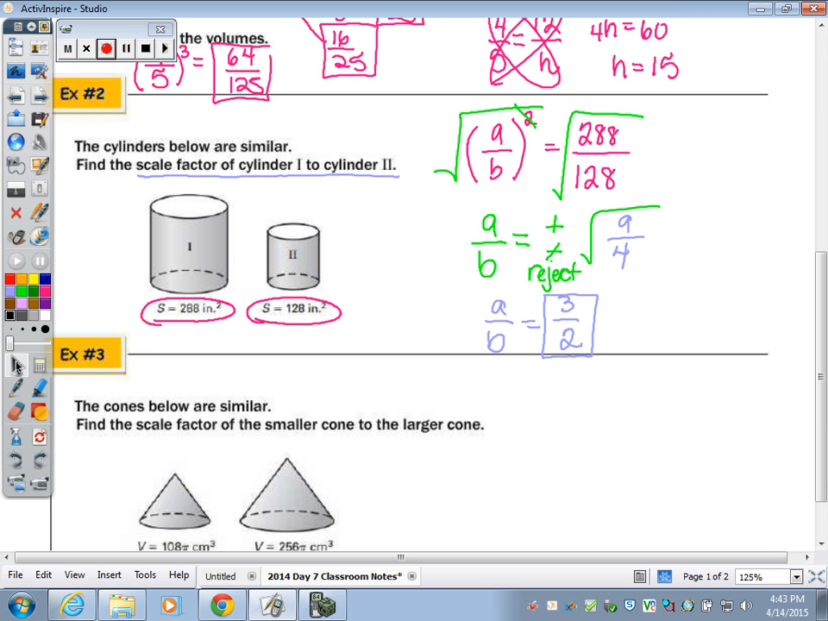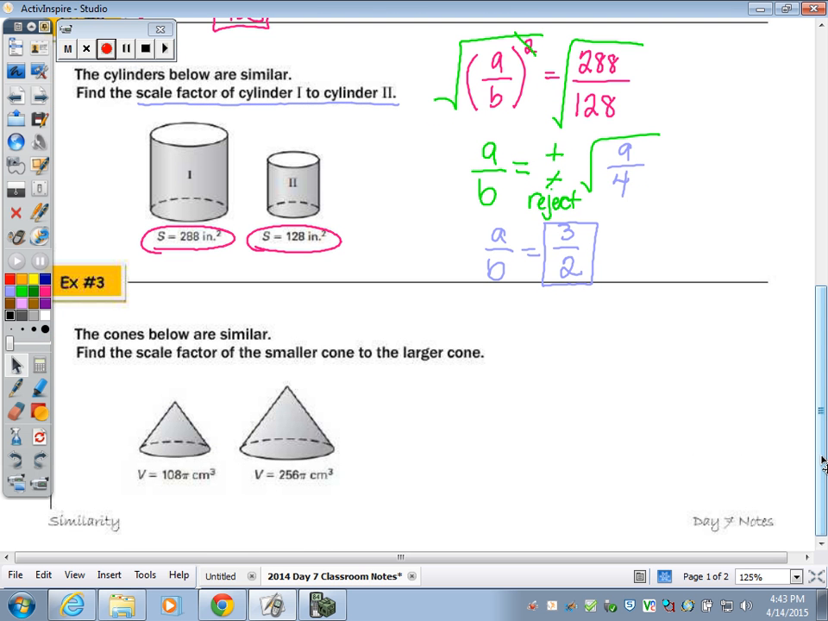Last one on the front, we're given two cones that are similar. Find the scale factor of the smaller cone to the larger cone. So this is going to be similar to number 2. However, in order to get the ratio of the volumes, we have to take that ratio of scale factors and cube it in order to get the ratio of the volumes. So that's equivalent to 108 over 256. The pi's are going to cancel out.